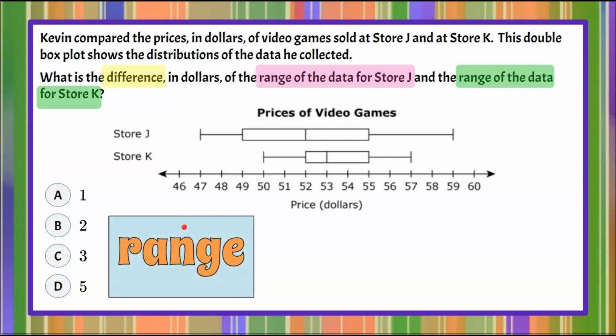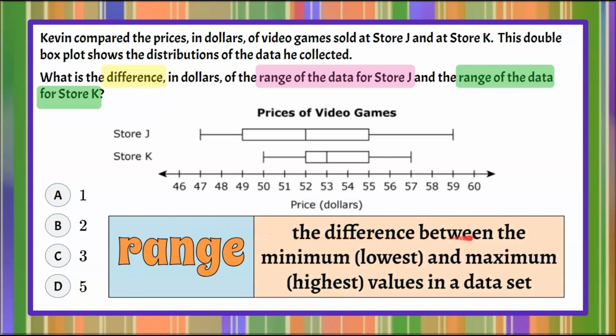So when we talk about range, mathematically the definition is the difference between the minimum or lowest and maximum or highest values in a data set. When we look at a box and whisker plot, or what we call a double box plot, they're the same thing. We see that we have two sets of data. Store J represented by this box and then our whiskers, and store K, this box and then our whiskers.